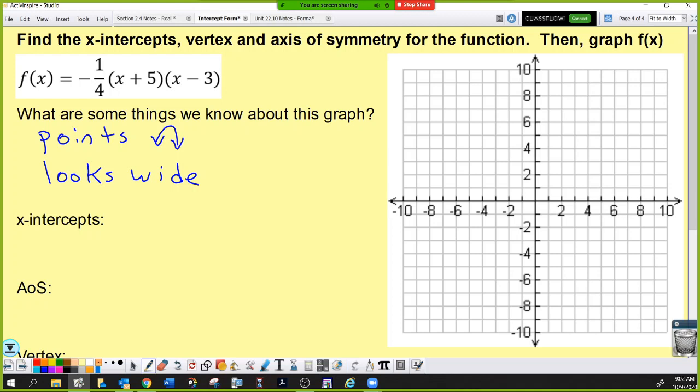X-intercepts, well, you just use the opposite symbol of what's in the parentheses, basically, because that's what makes the insides equal 0. So my first x-intercept is at negative 5 comma 0, and the other one will be at 3 comma 0. Those guys are spread out.